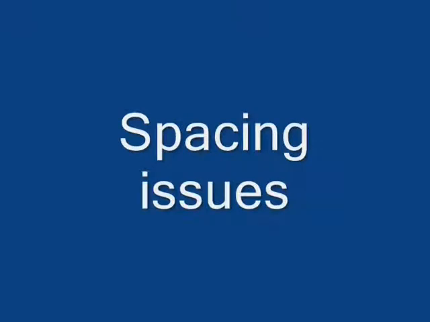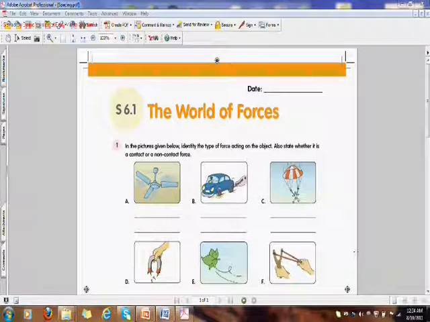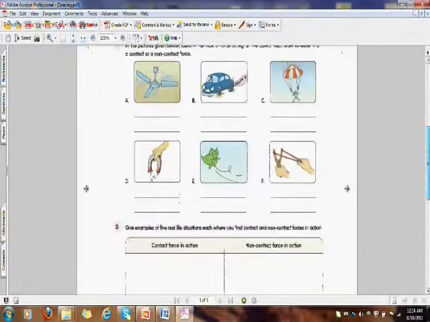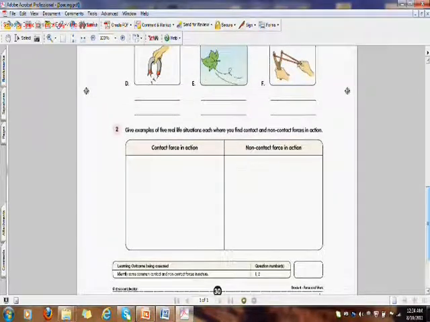Now let's talk about the next parameter, which is spacing issues. The space provided for an answer should be appropriate and in the right format. For example, in question 2 of this worksheet, the space provided for writing down 5 real-life situations is insufficient and should be formatted properly.